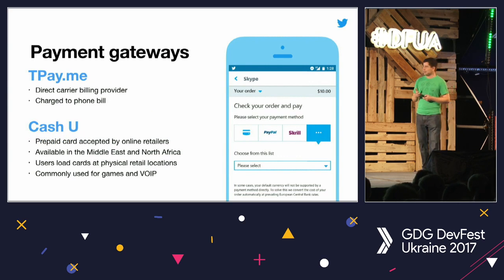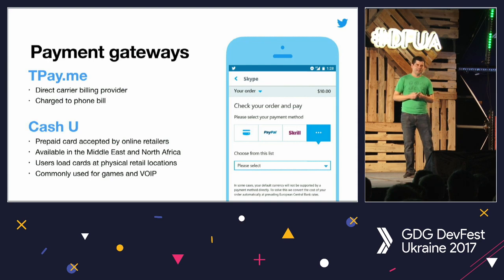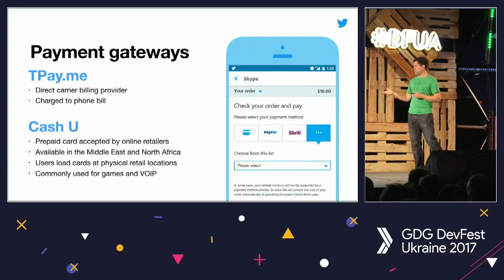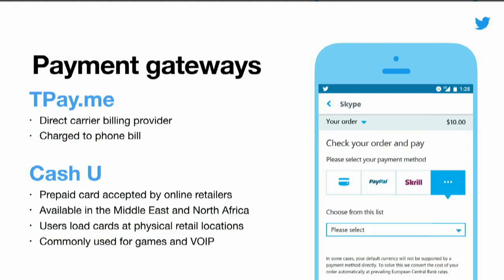Some other options are TPayMe, which is a carrier direct billing provider. They're big in the Middle East and North Africa, charging things to their doorbell. Another one is Cashu. These are, like I said, prepaid cards. And you can see Skype, like I said, it's popular with games and VoIP providers. So Skype takes some of these cards.